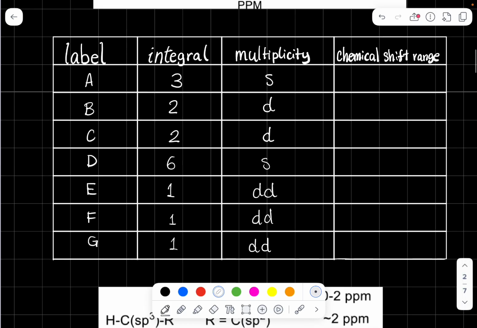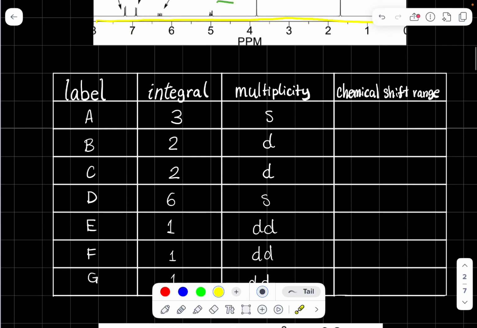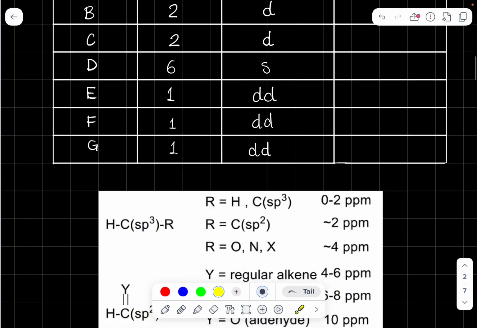Finally, we have chemical shift. When determining the chemical shift in Chem 3B, you will refer to this chart. You will take a look at what type of carbon the hydrogen is attached to, and then you will also look at what R group that carbon is attached to. So for proton A, we have a hydrogen attached to an sp3 carbon, and this sp3 carbon is attached to an R group, which is an oxygen. Let's take a look at the chart.